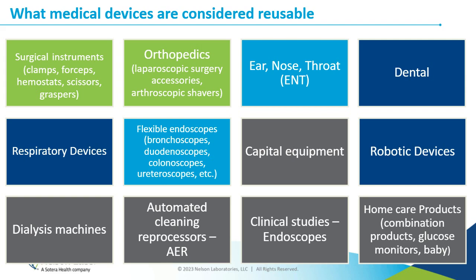So we're seeing those kind of machines come through, automated cleaning reprocessors. Yes, we do validate flexible endoscopes, but we also have to validate the machinery that's actually cleaning those. So those as well. And we're starting to see clinical studies come through as well, stuff that's used in the hospital to make sure that they're cleaned. So we're seeing those clinical tests and home care products, baby glucose, anything that's home care, even insulin pumps, CPAPs, those kind of devices also require validations. And we're seeing an uptake on home care products now.